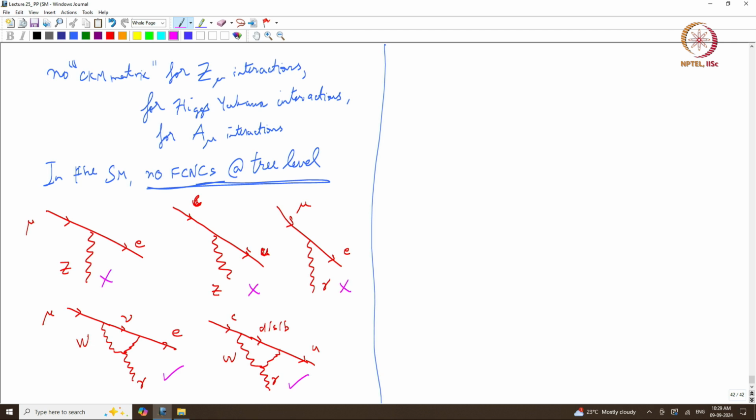However, charge currents you can have at the tree level itself, flavor changing charge currents, right. So this has very important implications, because that means that when you want to measure flavor changing processes, right, the rates are, so this just implies that the rates of flavor changing neutral currents in the Standard Model are very low, so low that we have not observed these yet. Why should they be low?